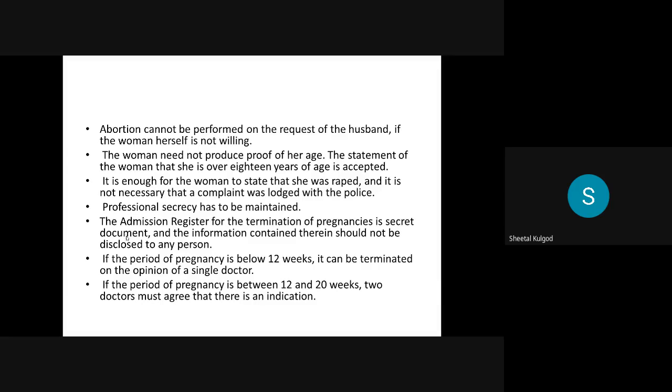The admission register for the termination of pregnancy is a secret document, and the information contained therein should not be disclosed to any person. If the period of pregnancy is below 12 weeks, it can be terminated on the opinion of a single doctor. But if the period of pregnancy is between 12 and 20 weeks, two doctors must agree that there is an indication for the medical termination of pregnancy, and the two doctors' consultation has to be documented before you start terminating the pregnancy. So this is a very important point you need to remember.